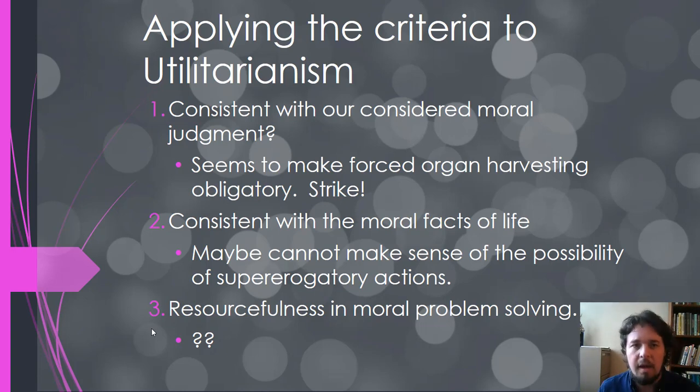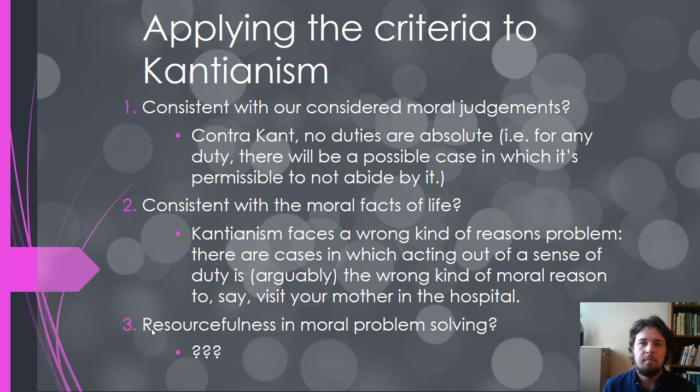Okay, let's take a look at Kantianism. All right, so are Kant's principles consistent with our moral judgments? One thing Kant says is that many duties are absolute. You can never break them. He actually thought this about promise keeping, that you're never permitted to break a promise, or to lie. He thought that you should never lie. And that's absolute. But that does seem to go against our considered judgments.